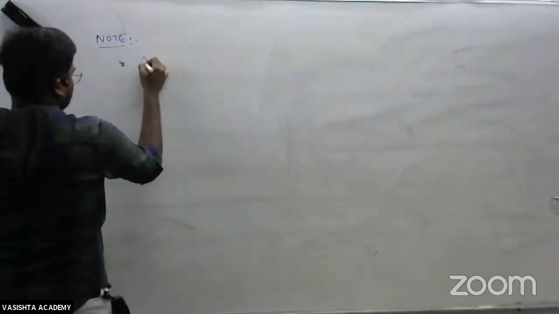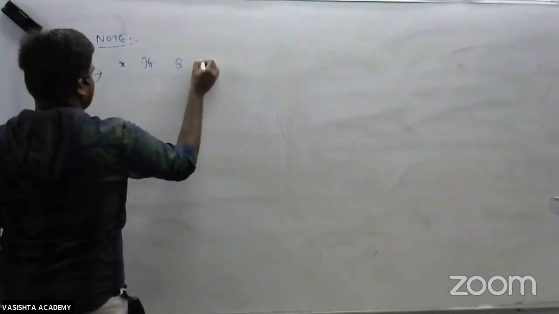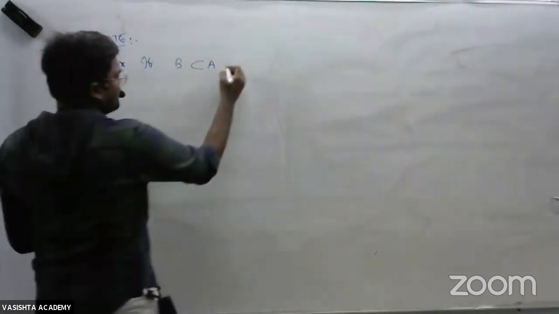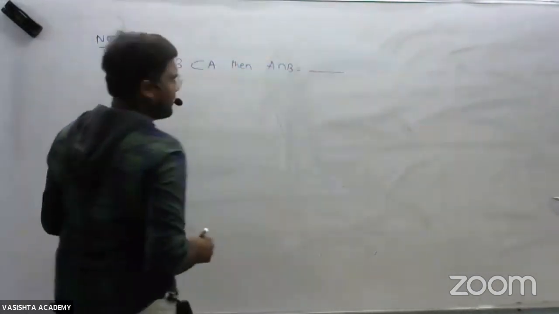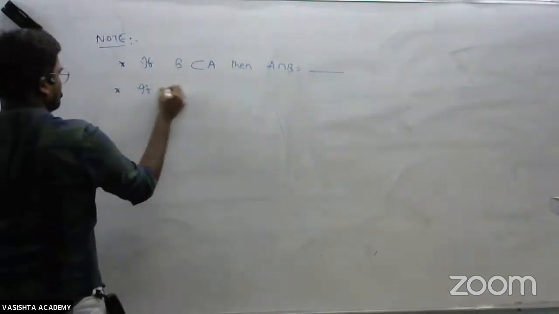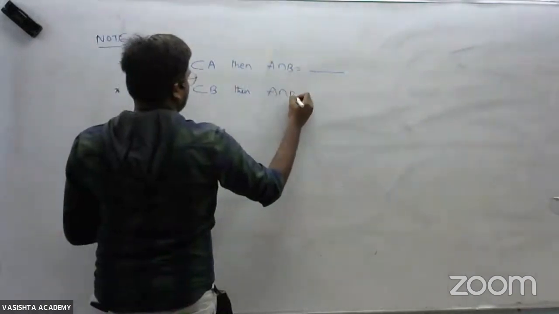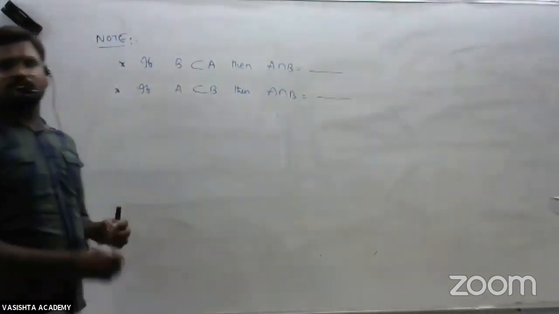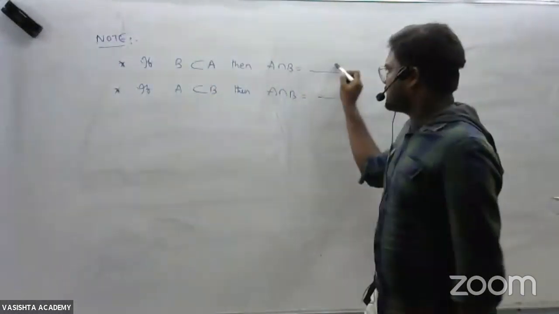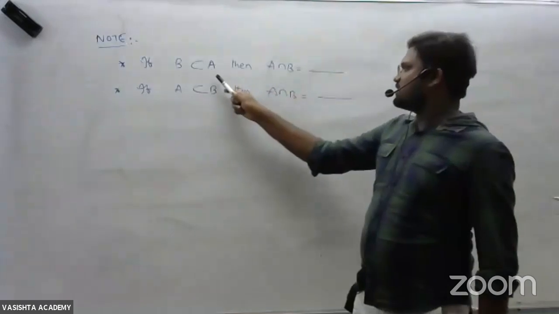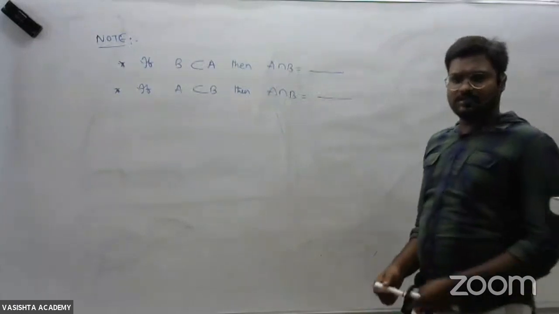First one. If B is a subset of A, then I want to find out what is A intersection B. And the second one, if A is a subset of B, then what about A intersection B? First, you tell me the answer for this one. If B is a subset of A, then A intersection B is B. Correct. B is correct, isn't it? Very simple.